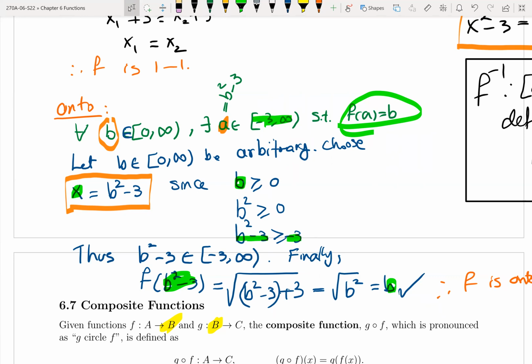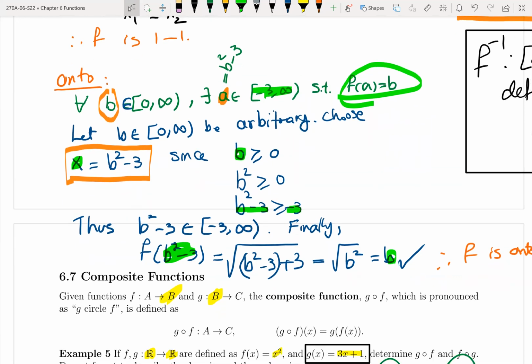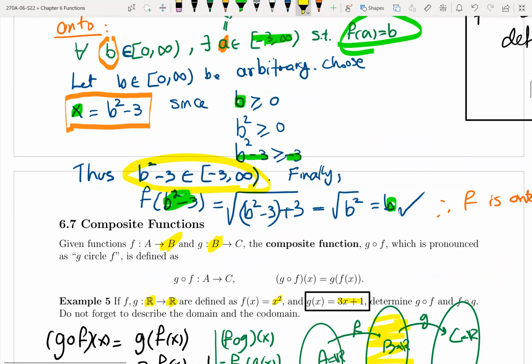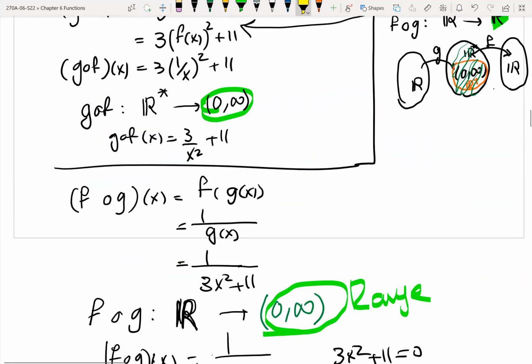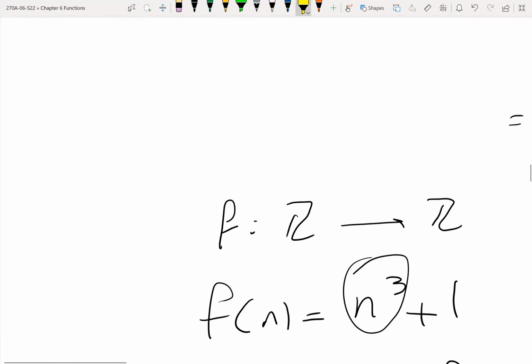And then you can just say, okay, yes, for every single b from the codomain, I have one x or a from the domain that satisfies the equation. Okay, but you have to make sure this is part of the domain, which for the n cubed wasn't, because the domain was integers.